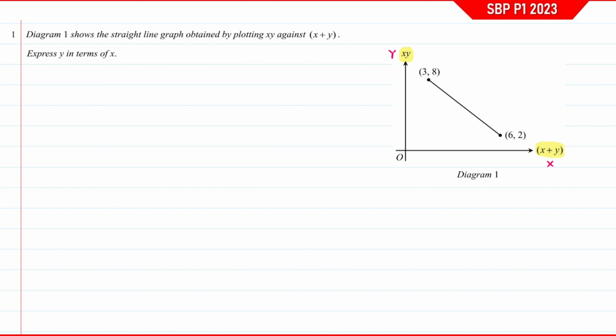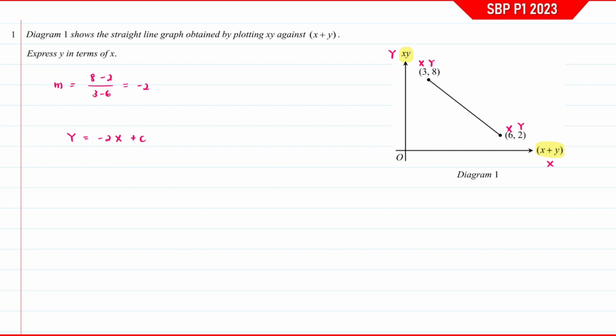To find the equation, first we are going to find the gradient. So here m is equal to 8 minus 2 over 3 minus 6, which is equal to negative 2. Next, we're going to find the c. So now the equation will be Y equals negative 2X plus c. To find the c, we just need to substitute one of the coordinates on the straight line into the equation. So either you choose this point or this point.